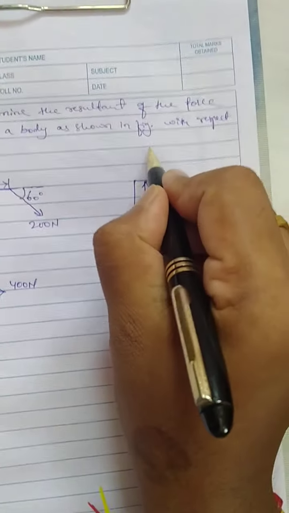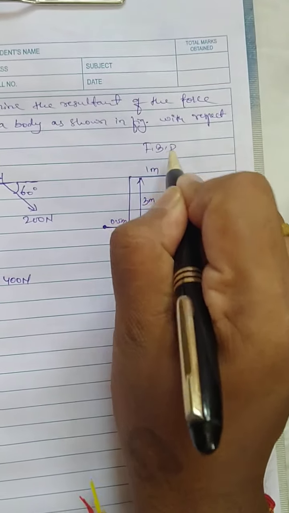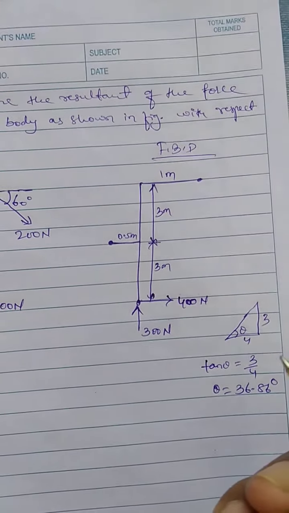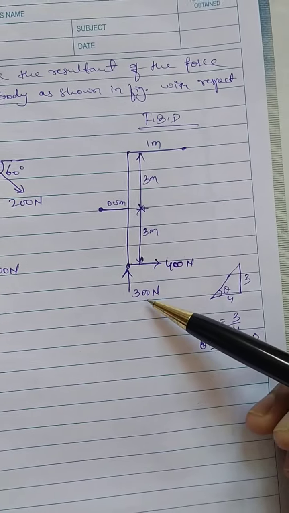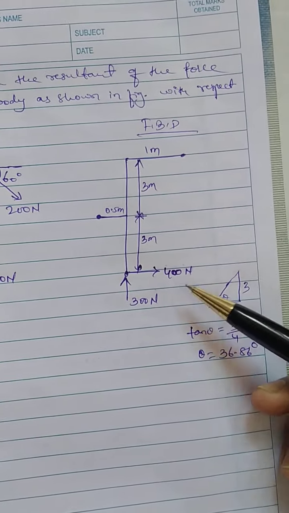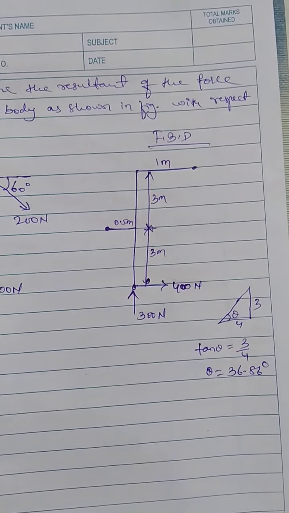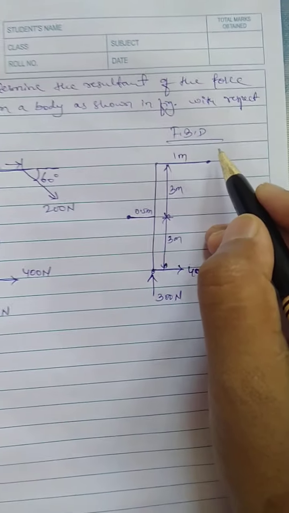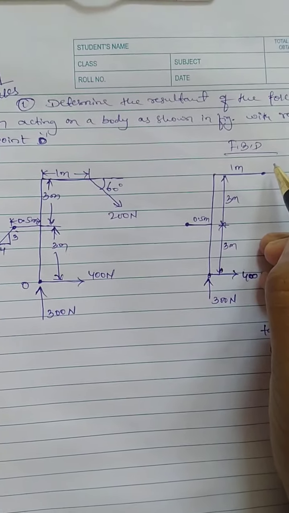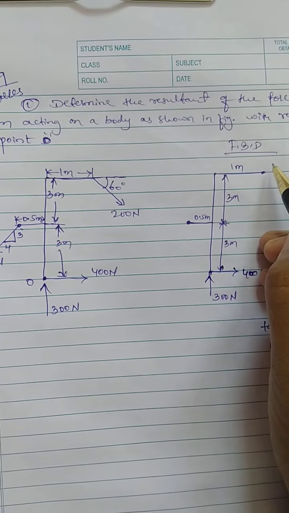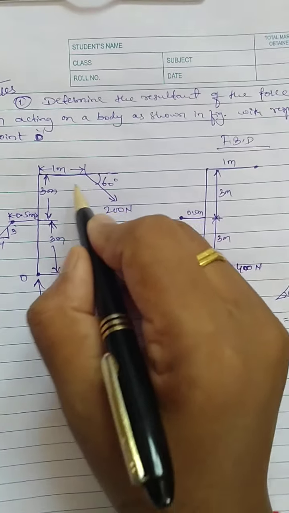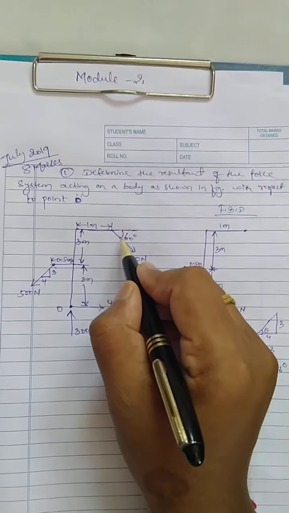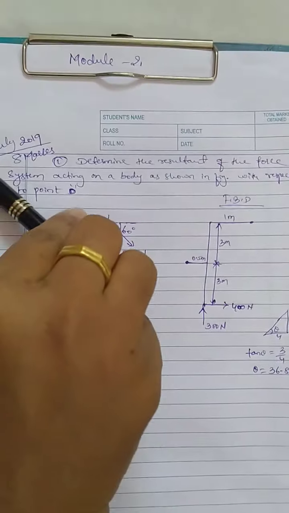I have made here a free body diagram and try to represent the forces which are vertical and horizontal. This is 300 and this is 400 as shown, because there is no need to resolve these forces. First we resolve the force which is acting at top at a distance of 1 meter from O. It is 200 Newton, as the angle given is 60 degree with respect to x. So it is something like this.